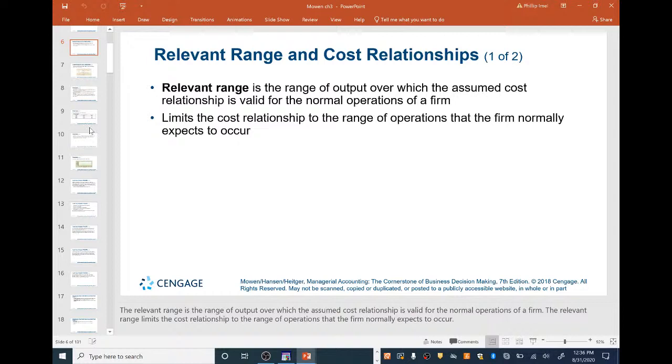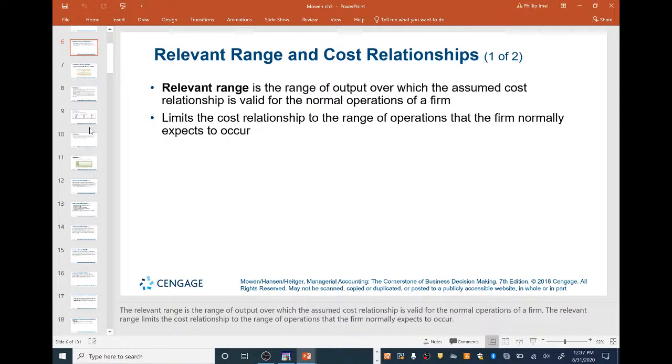Okay, what about the relevant range and cost relationships? The relevant range is the range of output over which an assumed cost relationship is valid for the normal operations of the firm. Okay, this is going to limit the cost relationship to the range of operations that the firm normally expects to occur. So pretty much the relevant range, long and short, is just a relevant range of output.